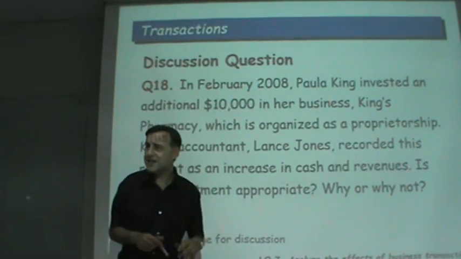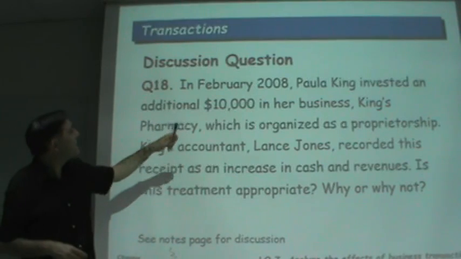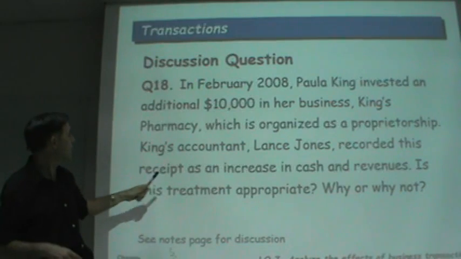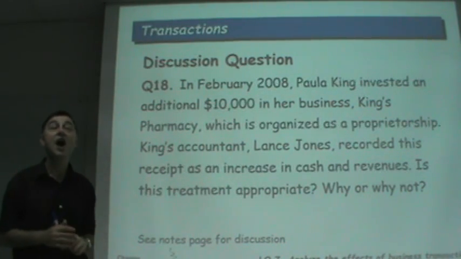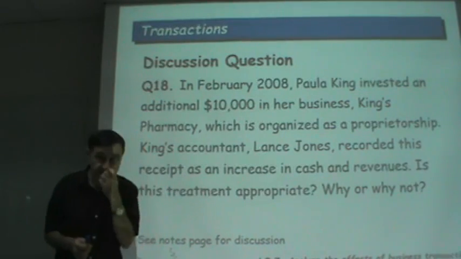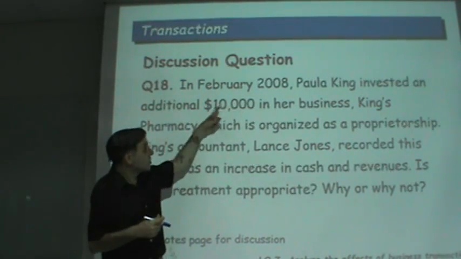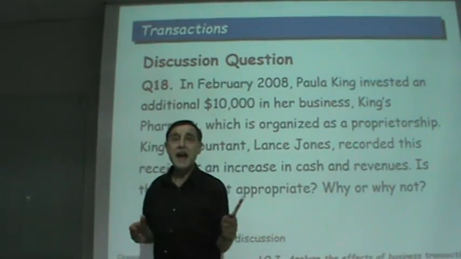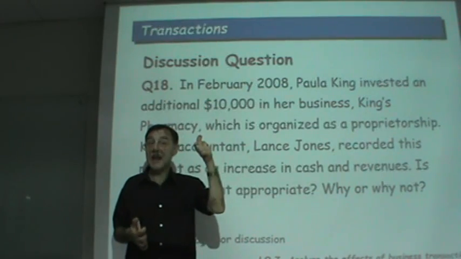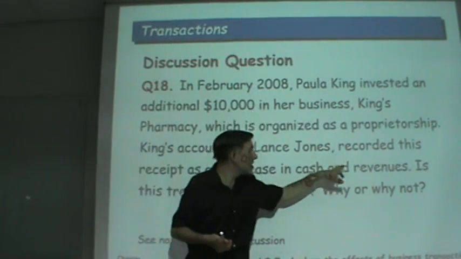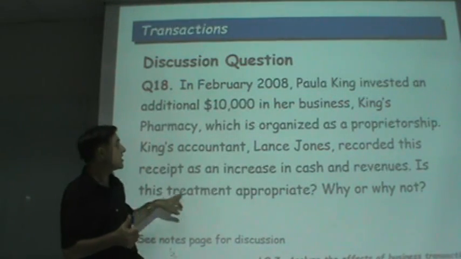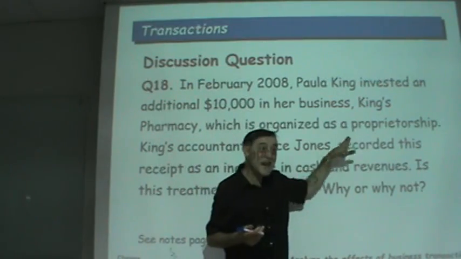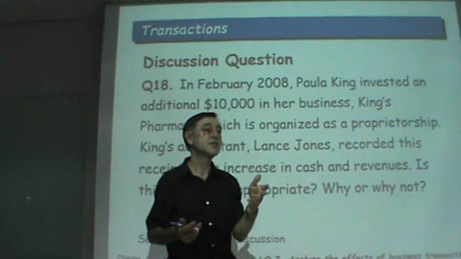Another discussion question. Paula invested an additional 10,000 in King's Pharmacy, which is organized as a business. King's accountant recorded this receipt as an increase in cash and revenue. Let's try this. So, the owner, meaning the investor, invests 10,000 in the business and cash goes up, okay? And it is recorded as a revenue. So, is this treatment appropriate? And the answer is, investment is not a revenue.